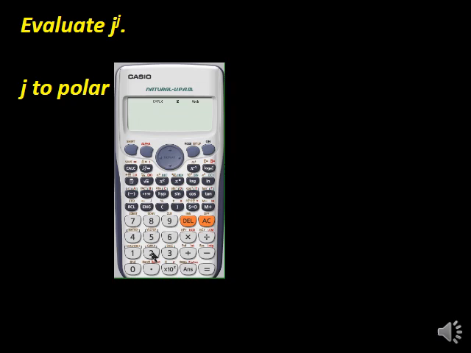First, I set the calculator into the complex mode, and then I will type I, since I do not have J. First we need to set our calculator into radian mode, and then we convert our I into the polar form. We select complex, and then we select r angle theta. Now I or J in polar form is 1 angle, and the theta in radian is 1/2 pi. So meaning J is equal to 1 angle pi over 2.